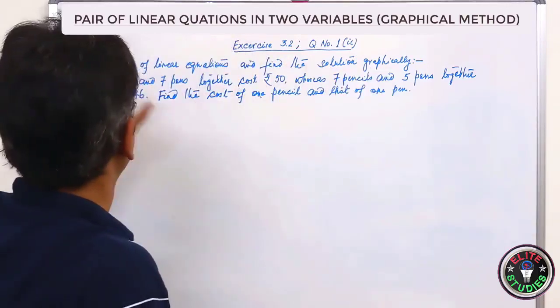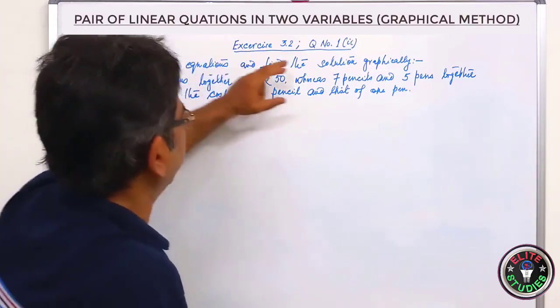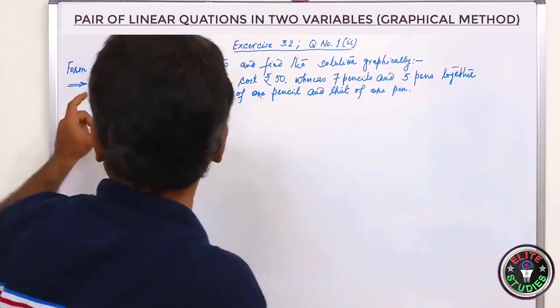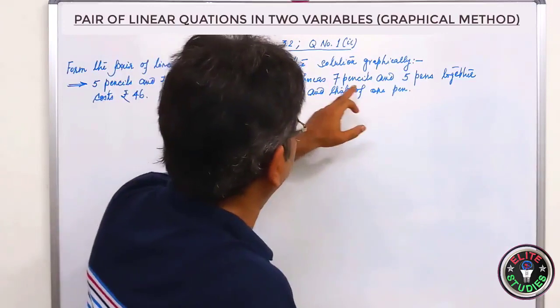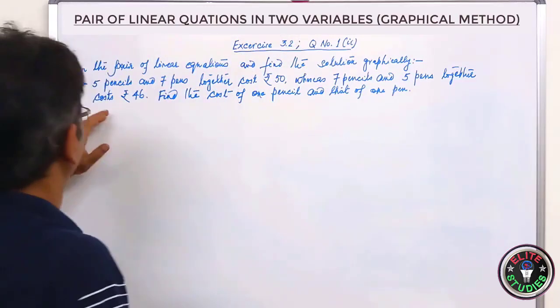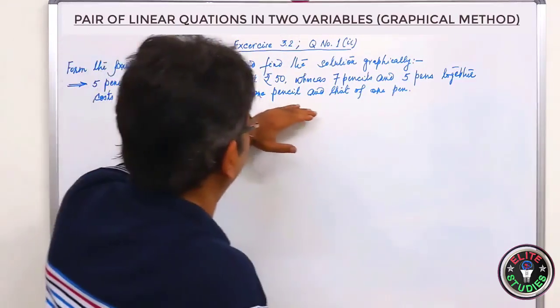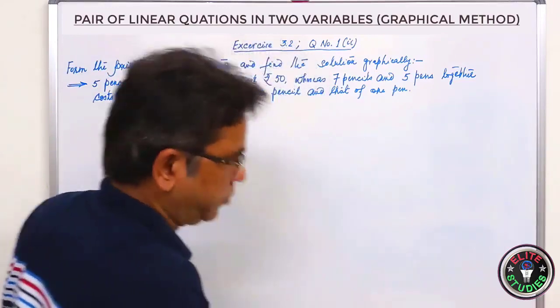So there are two parts. You have to frame the linear equations and then you have to find the solution graphically. The question is: 5 pencils and 7 pens together cost rupees 50, whereas 7 pencils and 5 pens together cost rupees 46. Find the cost of 1 pencil and that of 1 pen.